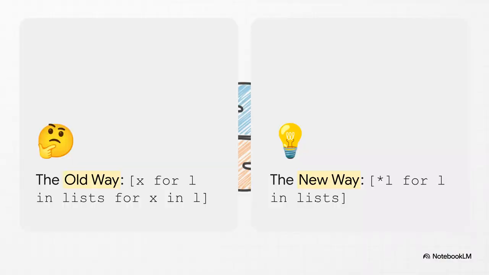Okay, and here it is. Check this out. On the left, you've got the old way, that nested loop, that reads for L in lists, then for X in L. Now look over to the right. The new way in Python 3.15 is just [*L for L in lists]. Yep, that's it. We're using the star operator to unpack each sublist directly. It's way shorter, it's more intuitive, and it perfectly says what we're trying to do: flatten the list.